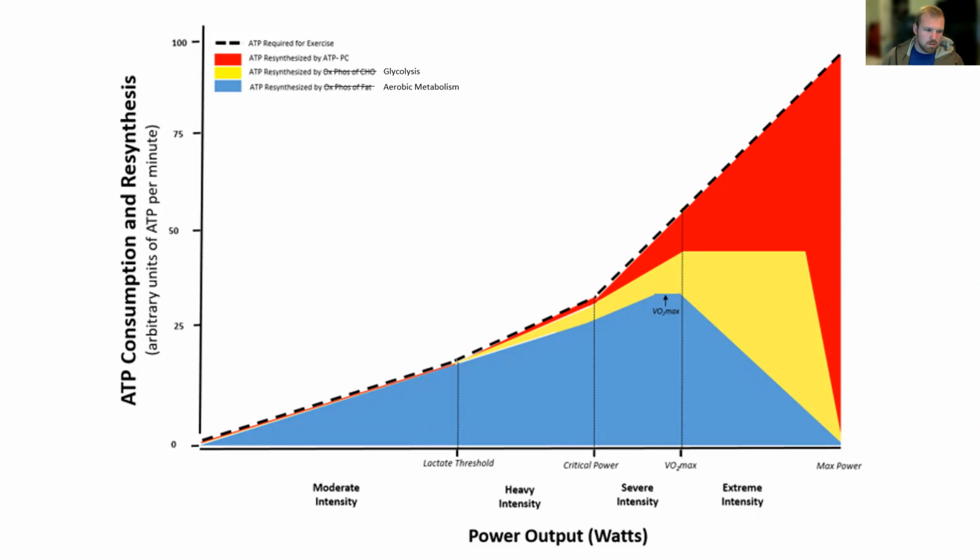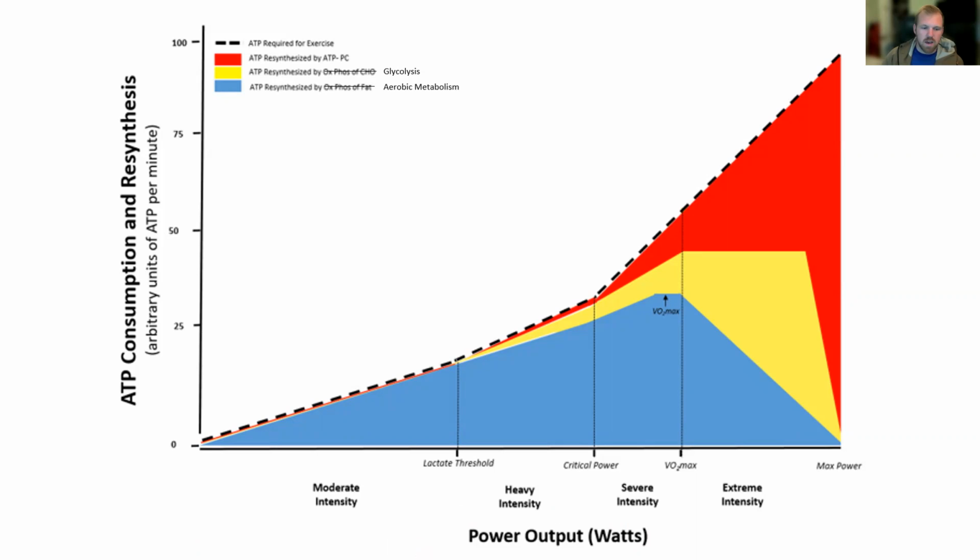So let me get my laser pointer out here. A quick explanation of this graph: if you can understand this graph, then almost all exercise domain questions you're going to be completely fine on.